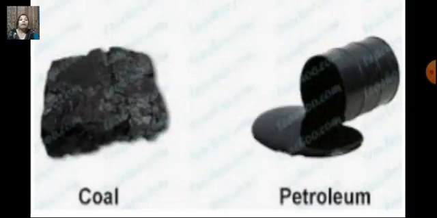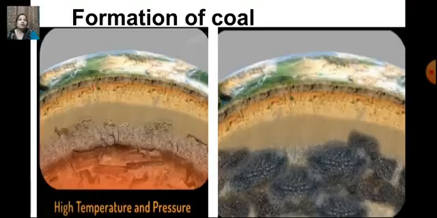Now this is the picture of the formation of coal. See, when the trees get buried under the surface of the earth, they come in contact with high temperature and they get intense pressure because of the layers which get built up above the trees, the layers of sand, the layers of mud, and over a period of millions of years the trees are changed into coal.